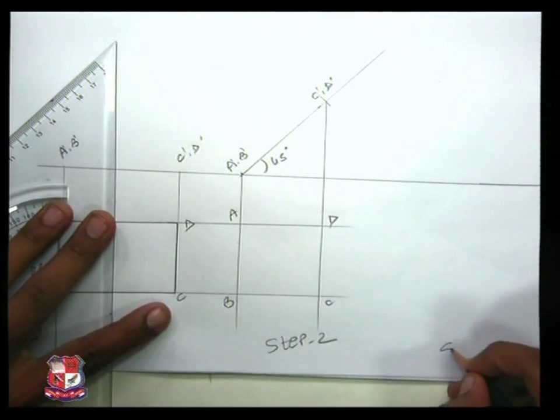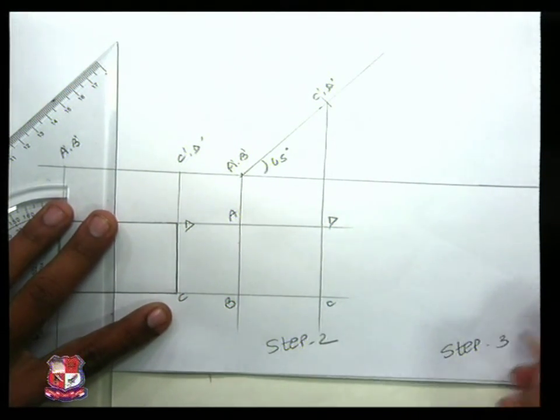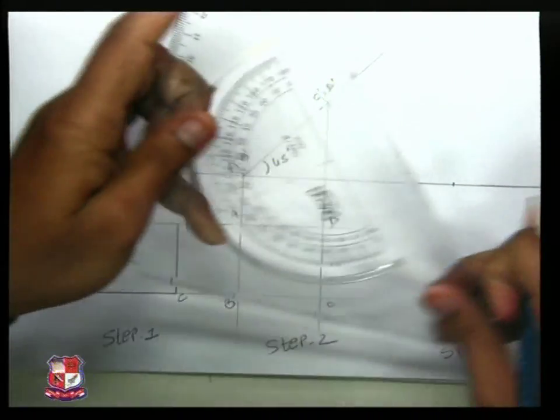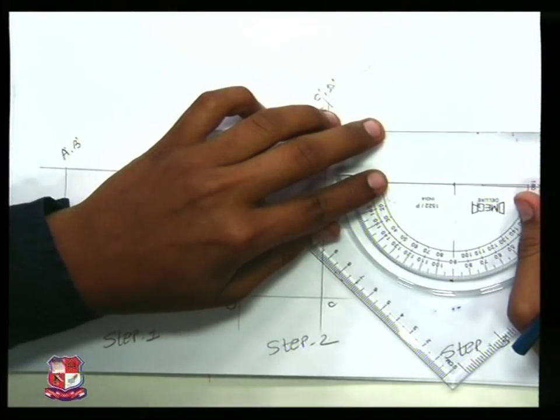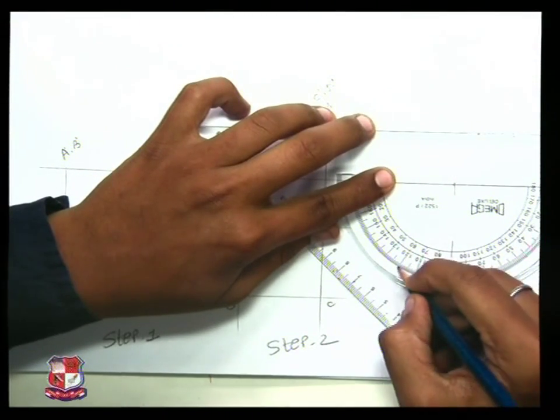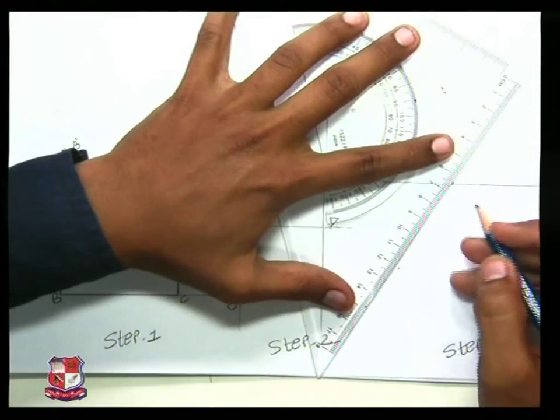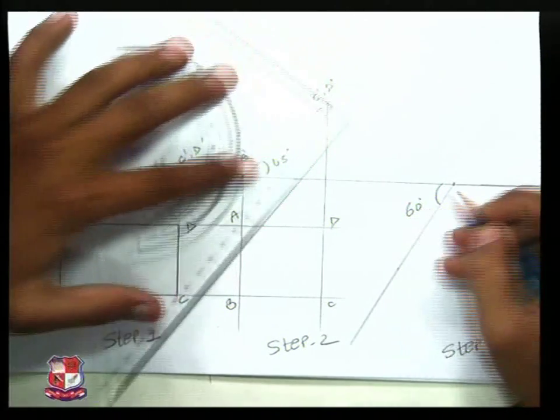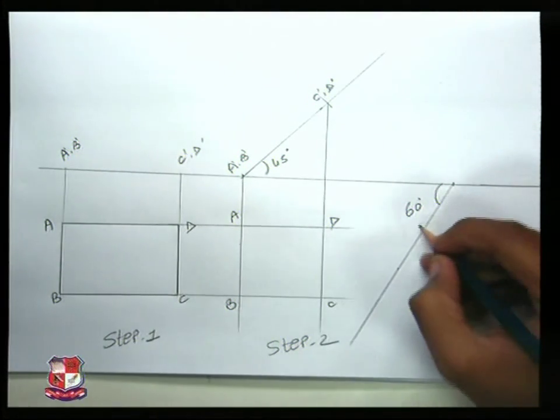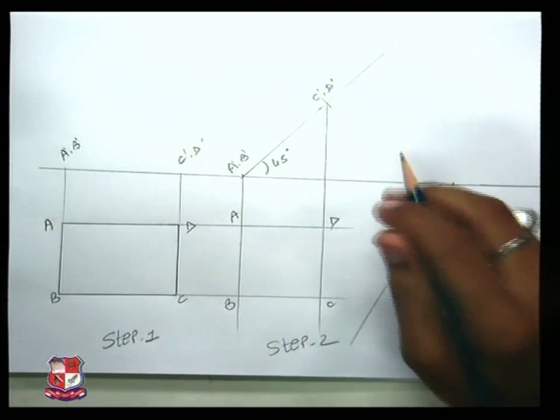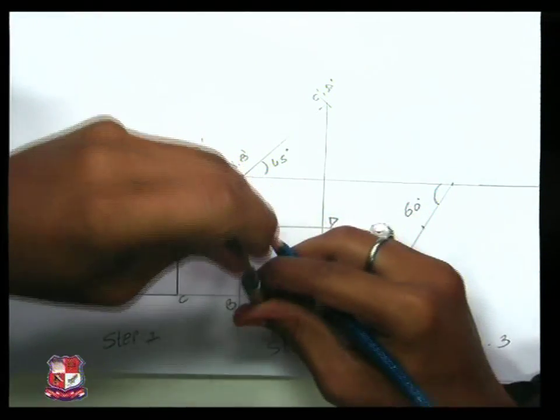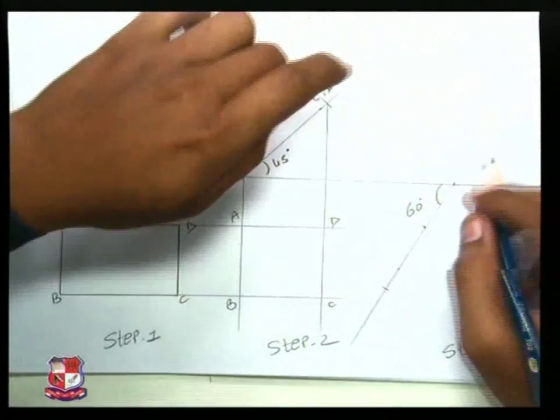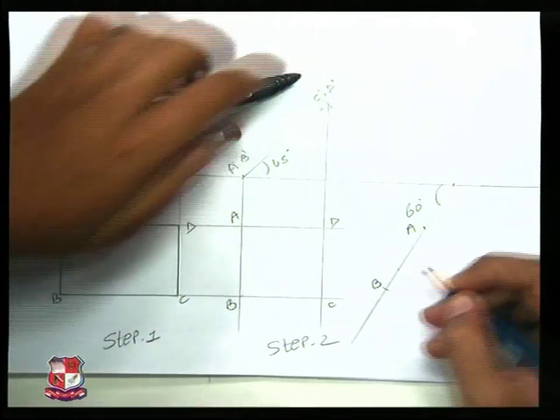Now when you come to step 3, we have incorporated VP angle as well. VP angle is 60 degrees. This angle is given as 60 degrees. What we are going to do? Take any point as A, AB as radius. We have got point number A and point number B.